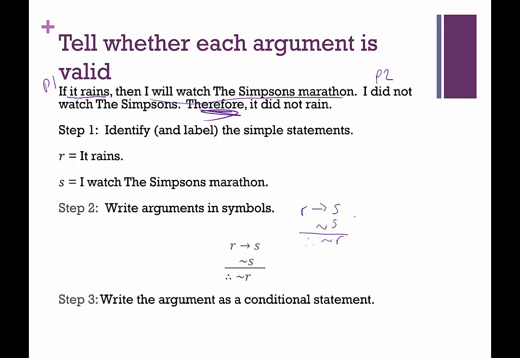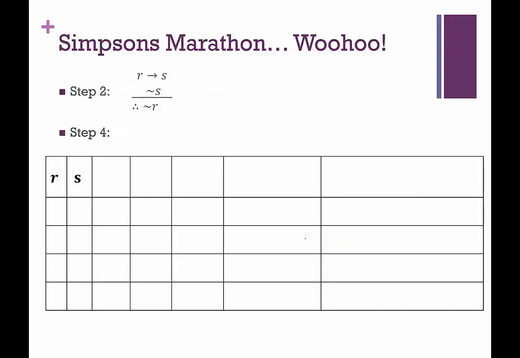Step 3, write the argument as a conditional statement. So that's just taking premise 1 and premise 2, therefore the conclusion down here. So it would read, if R then S and not S, then not R. So we would want to make sure it's set up like that. And then lastly, our truth table.